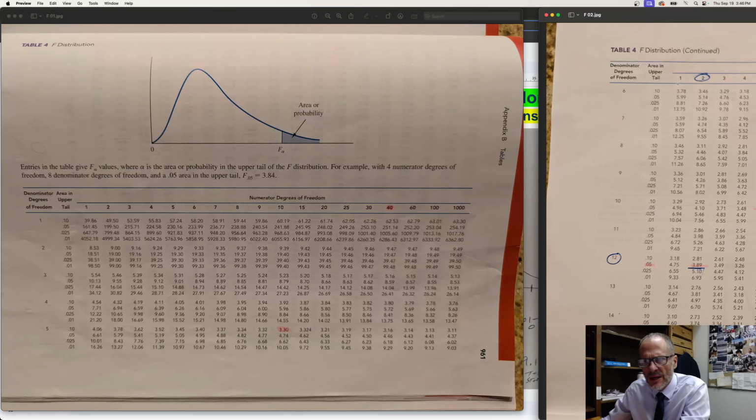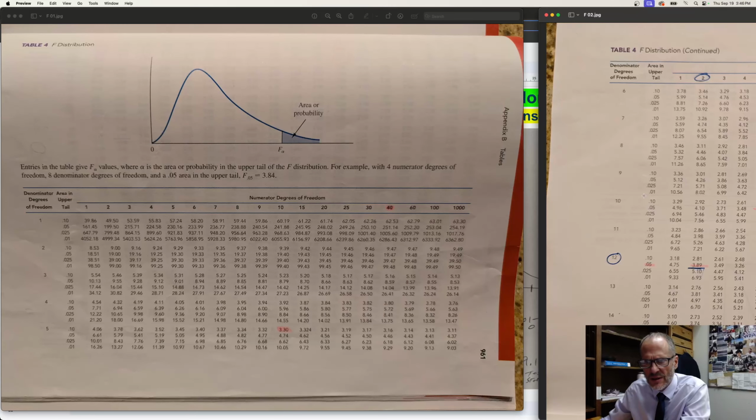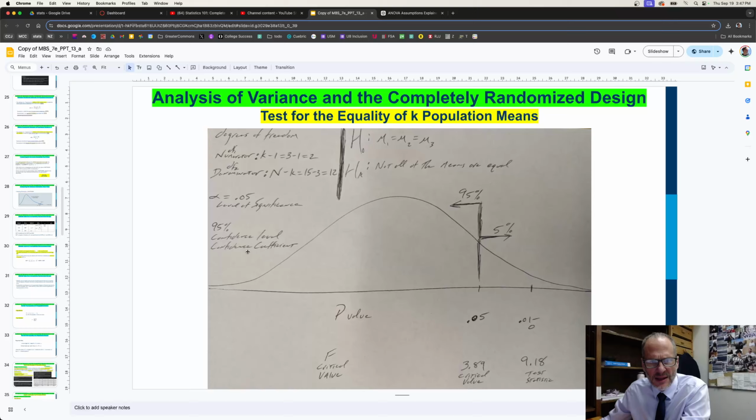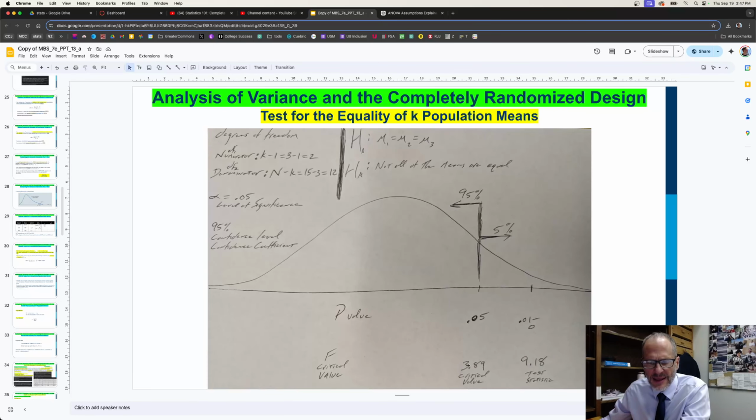For this problem, we're going to have degrees of freedom in the numerator of 2, so our numerator will be 2 right here. And we're going to have degrees of freedom in the denominator of 12, and you're going to learn all about what that means. Here's our 12 denominator degrees of freedom. So we're going to be at 2 and 12, at the 0.05 level of significance. So 12 denominator degrees of freedom and 2 numerator degrees of freedom at 0.05 will give us 3.89 as an F, and that gives us our critical value of 3.89 right there.